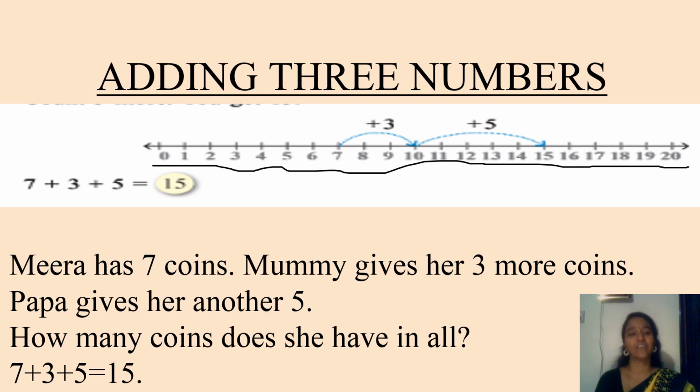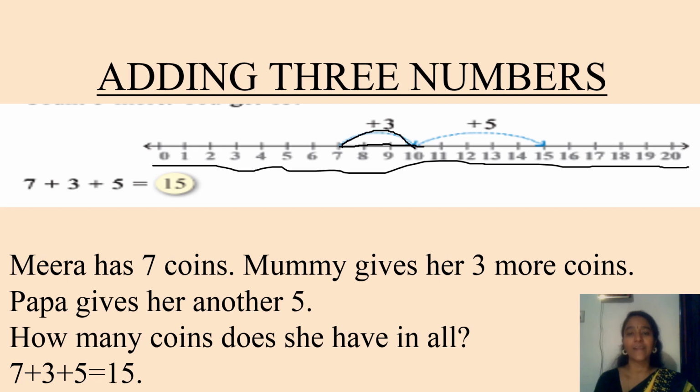See, I have given you a question over here. Meera has 7 coins. Mummy gives her 3 more coins. Papa gives her another 5. How many coins does she have in all? This is our question which we have to solve by using the number line. Now, how many coins does Meera have? She has 7 coins. So go straight to 7. After that her mother gave how many coins? 3 coins. From 7 start counting 3. 1, 2 and 3.